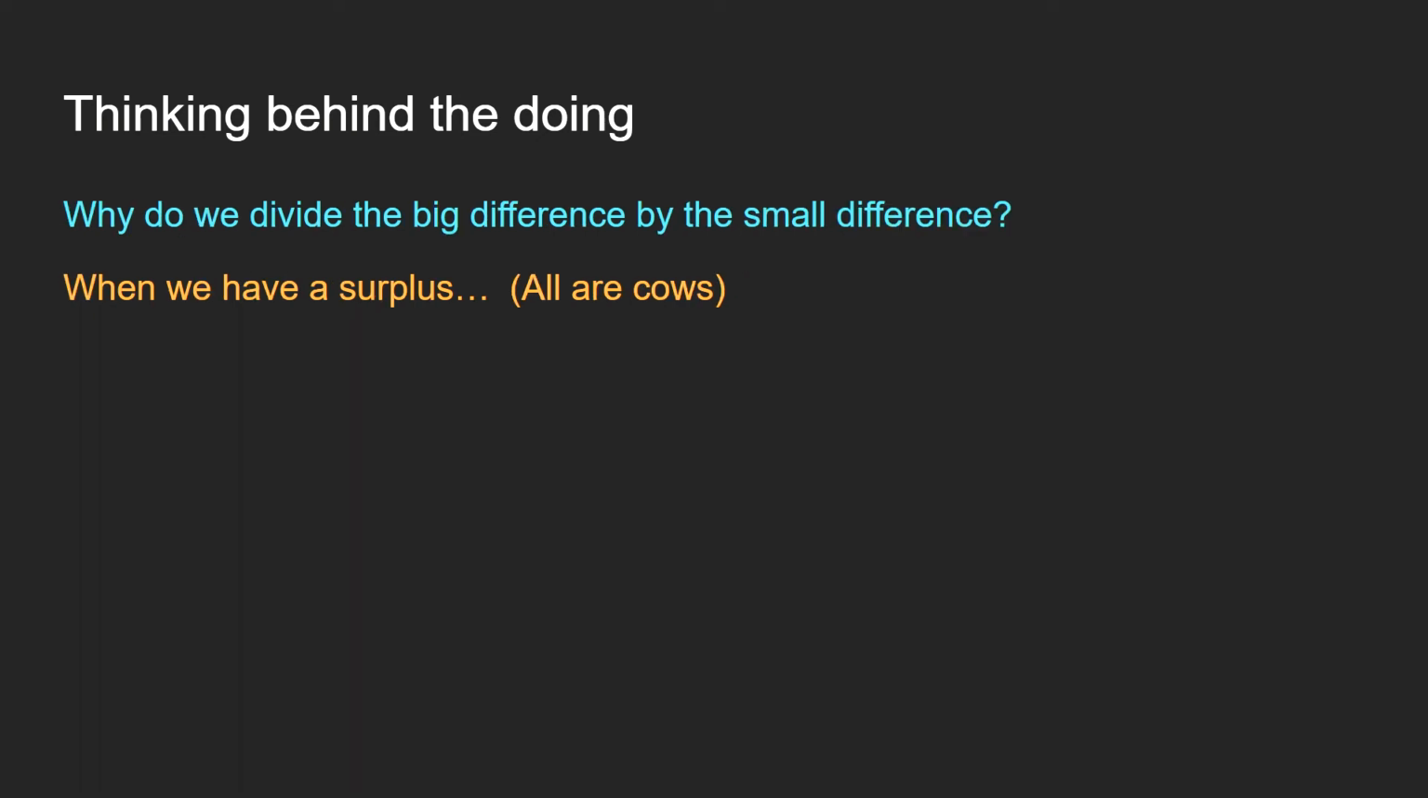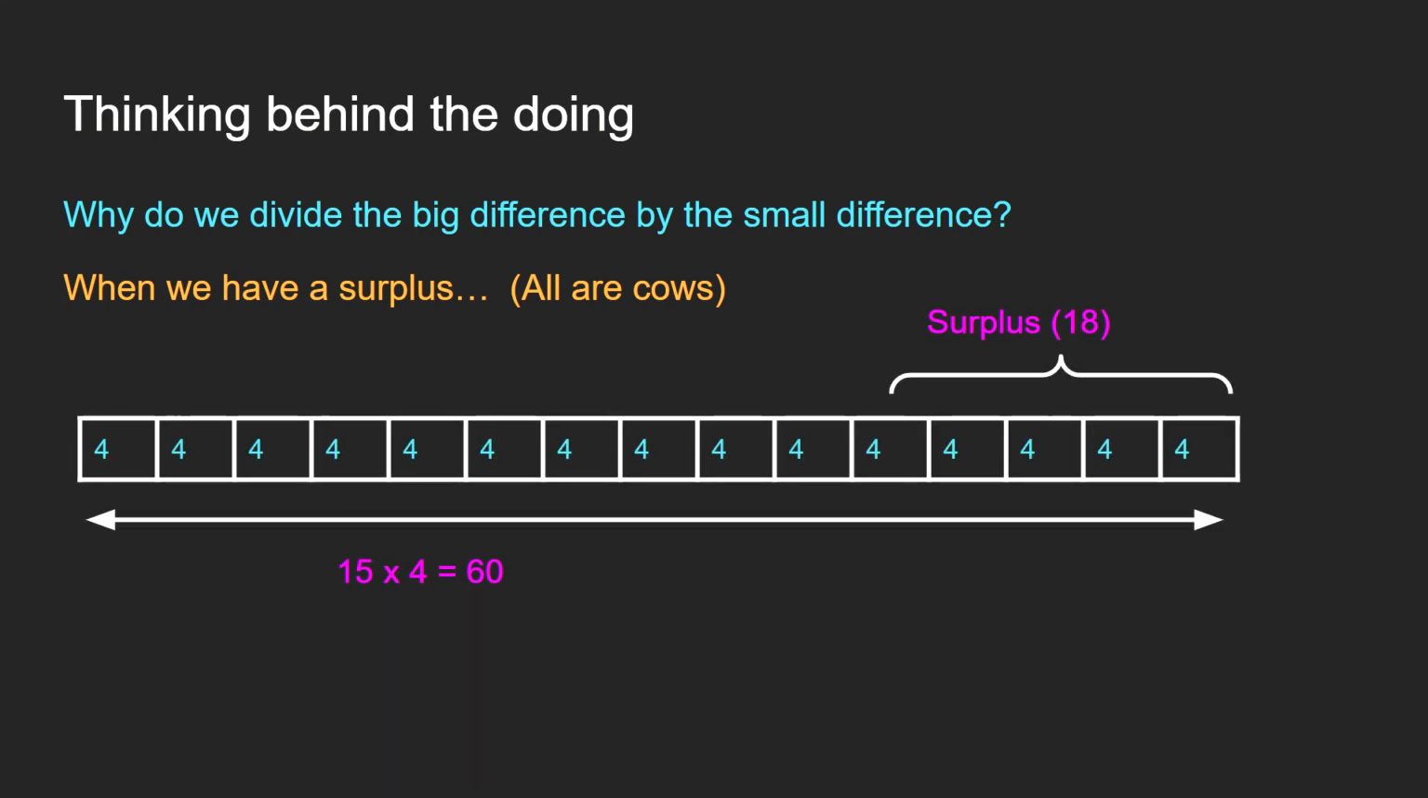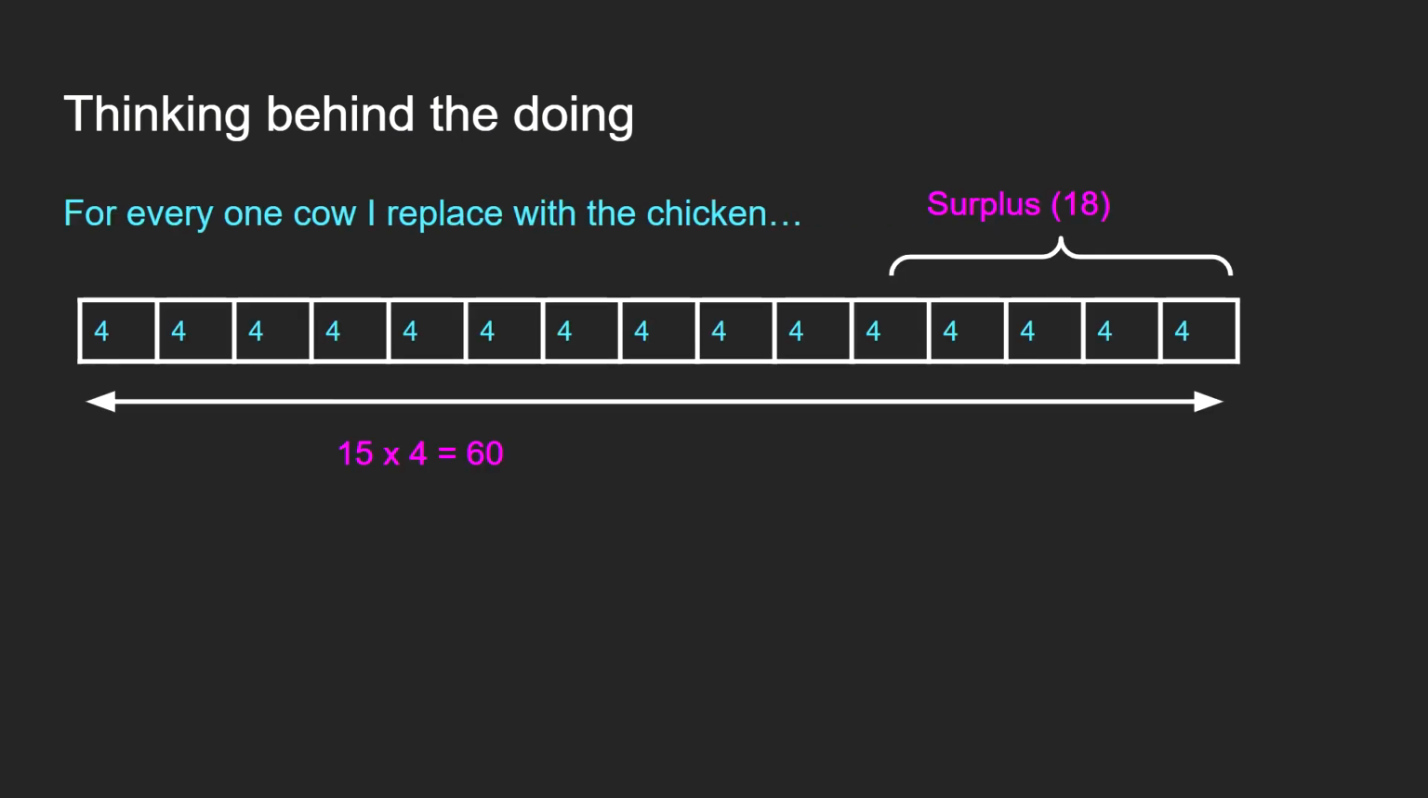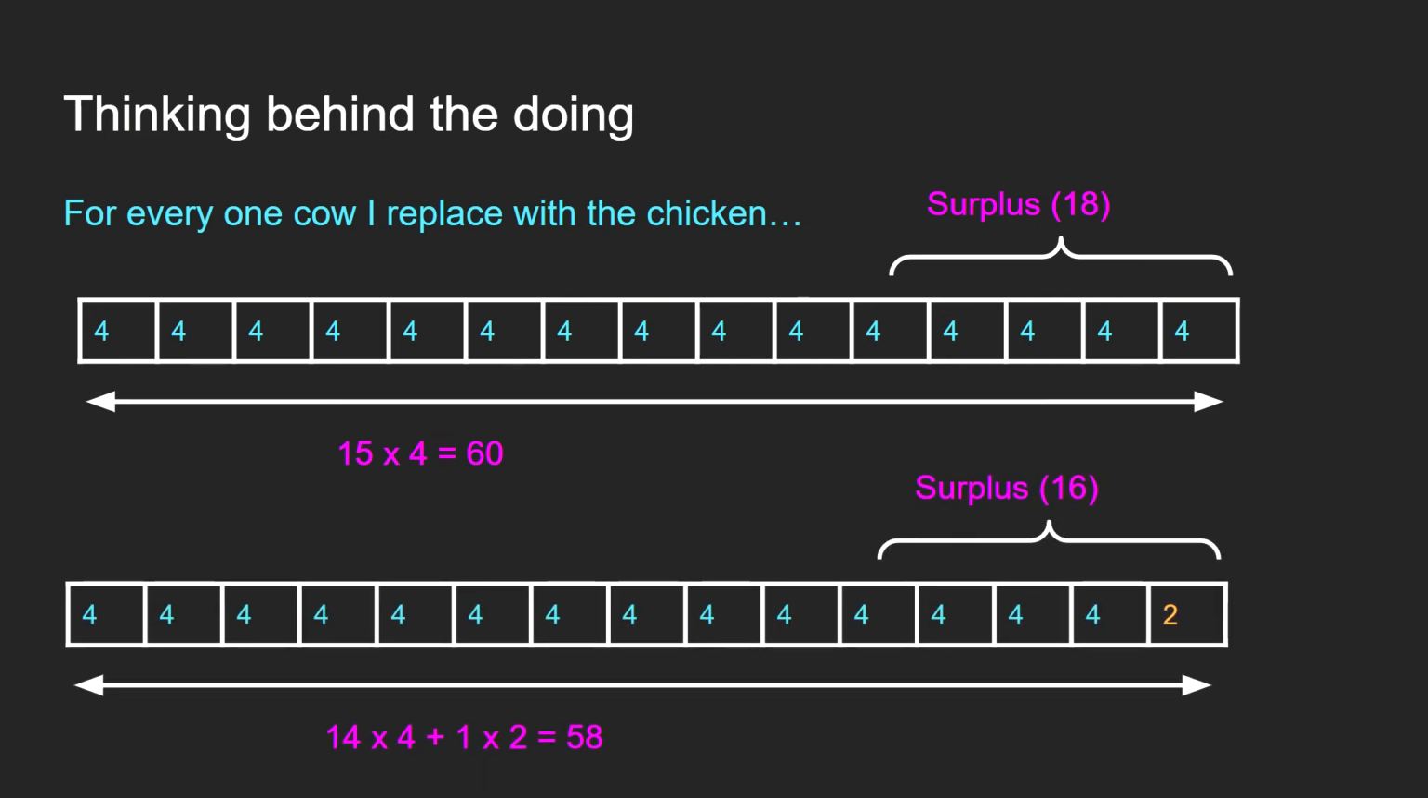And now we look at it from another point of view. What if we have a surplus, which in this case is when all are cows? We had 60 legs. So here's the model. So 60. But now, on the other hand, we have a surplus of 18. 60 minus 42, we get 18. So for every 1 cow I replace with a chicken, what I'll be doing here is taking 2 away from the surplus.